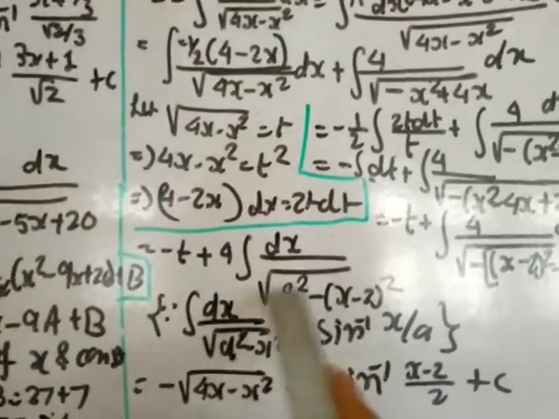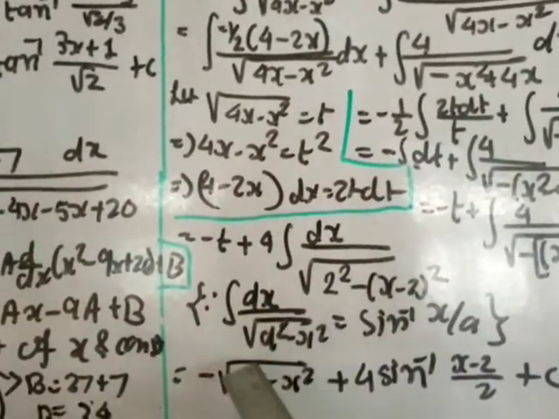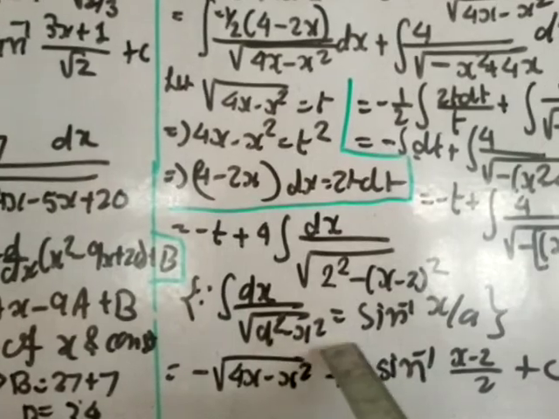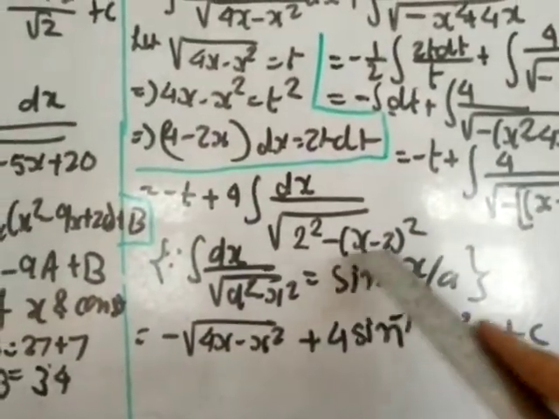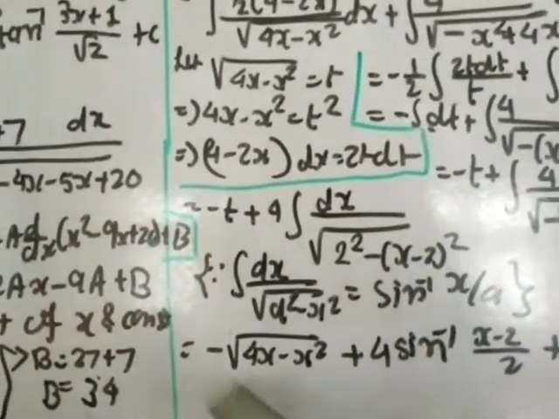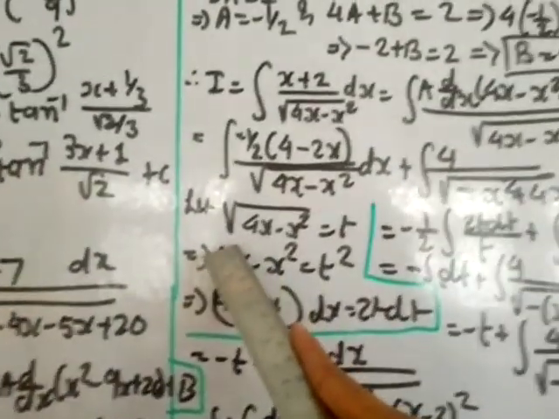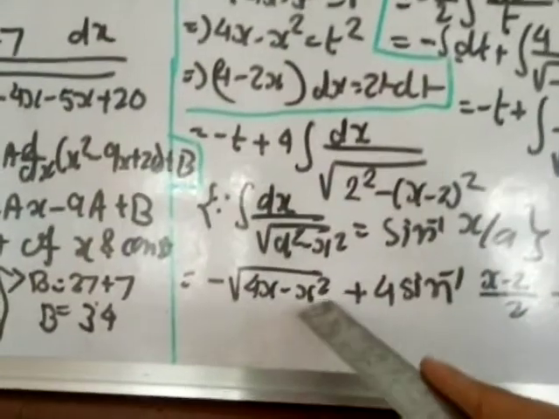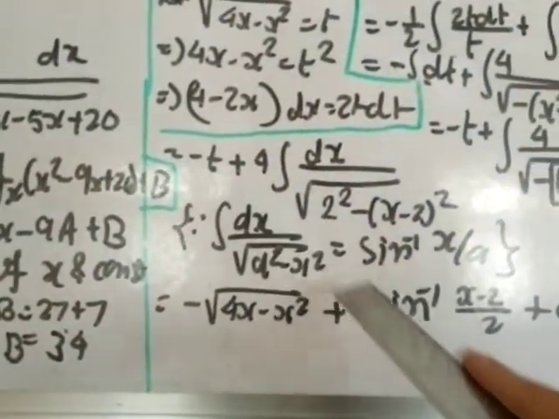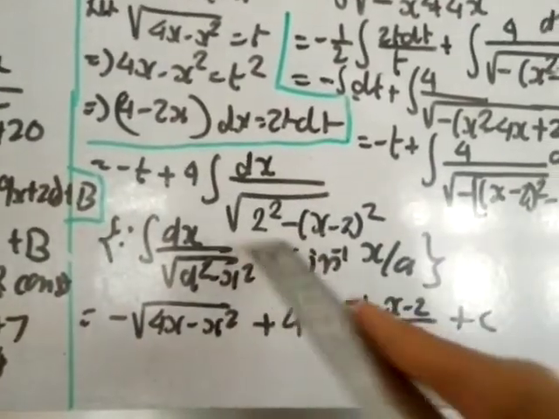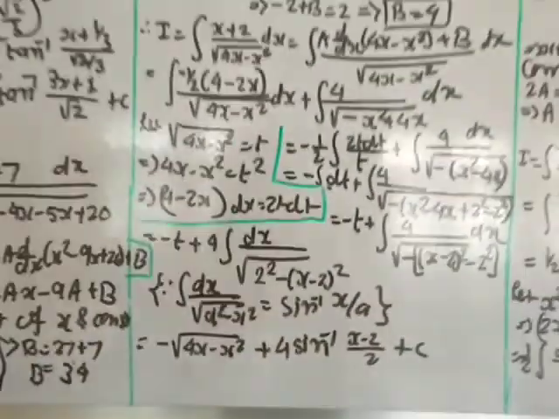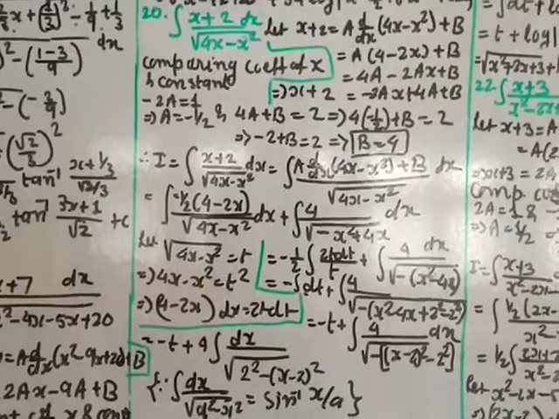And I'm going to use the identity integral dx divided by square root of a square minus x square equal to sine inverse x by a, and here a is 2 and x is x minus 2. So here I put back the t value, t I have taken as square root of 4x minus x square, so negative is there, plus 4 sine inverse of (x minus 2) by 2, plus c. So that is the answer for question number 20.